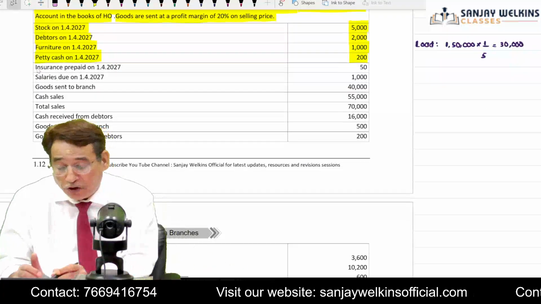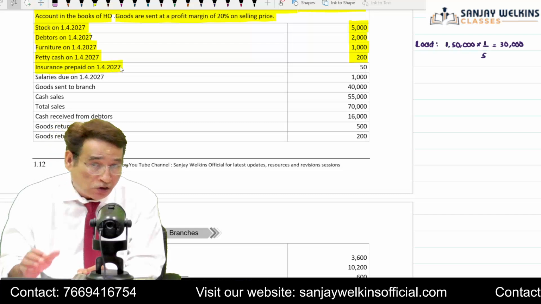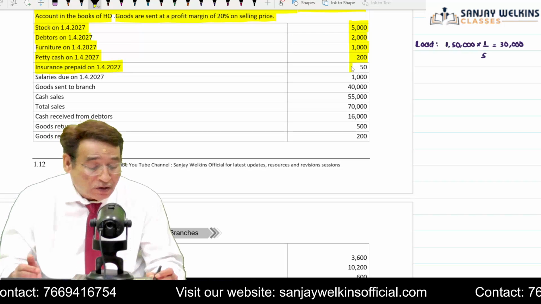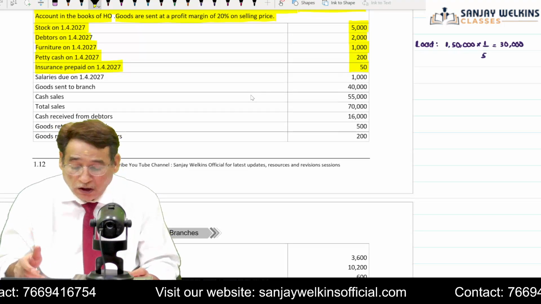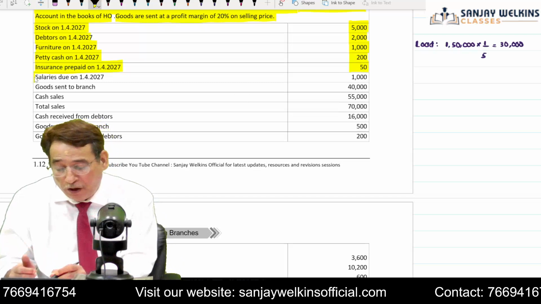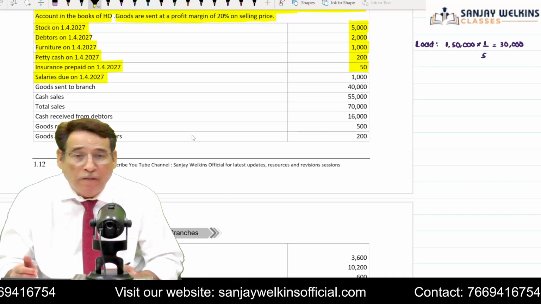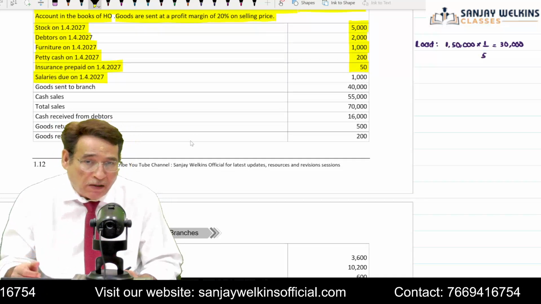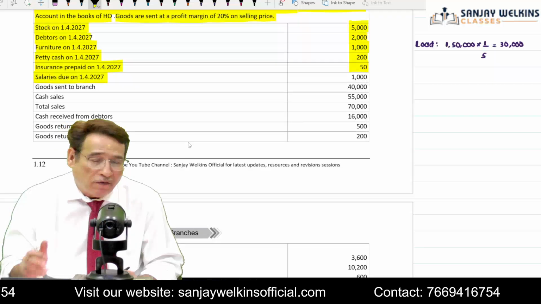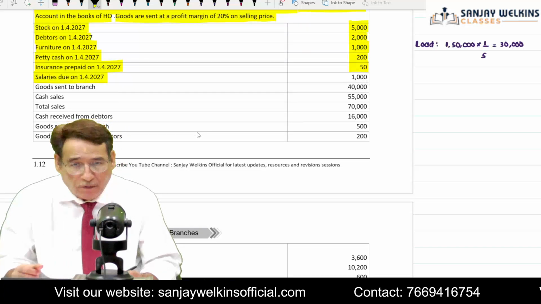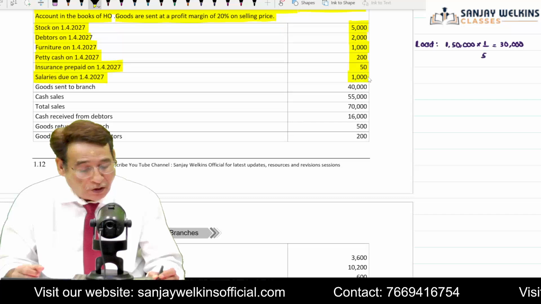In this particular question, insurance prepaid is also given. Insurance prepaid is also an asset. So you will write balance brought down, all these items, and this is the first question wherein we are getting what we call opening balance of a liability. Now opening balance of liability will be put on the credit side of the branch account. Salary due, that is equal to 1,000.